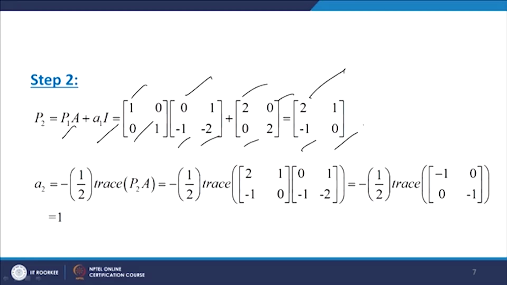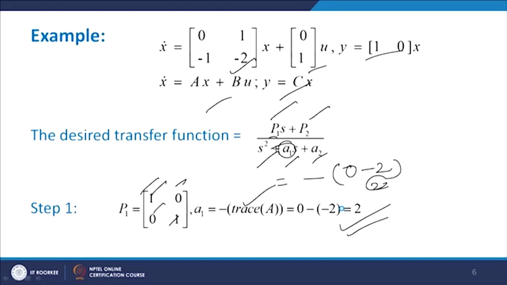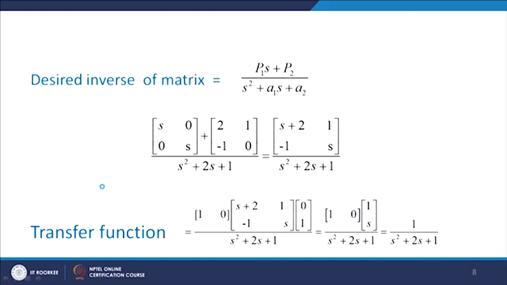Now, to get A2, A2 equals minus 1 by n, and here n is 2, so minus 1 by 2 trace of P2 into A. So minus 1 by 2 trace of [2 1; minus 1 0] times A, which is [0 1; minus 2 ...]. After multiplication and division by minus 2, we have got A2 equal to 1. Therefore, the desired inverse of the matrix equals P1 s plus P2, over s square plus A1 s plus A2.